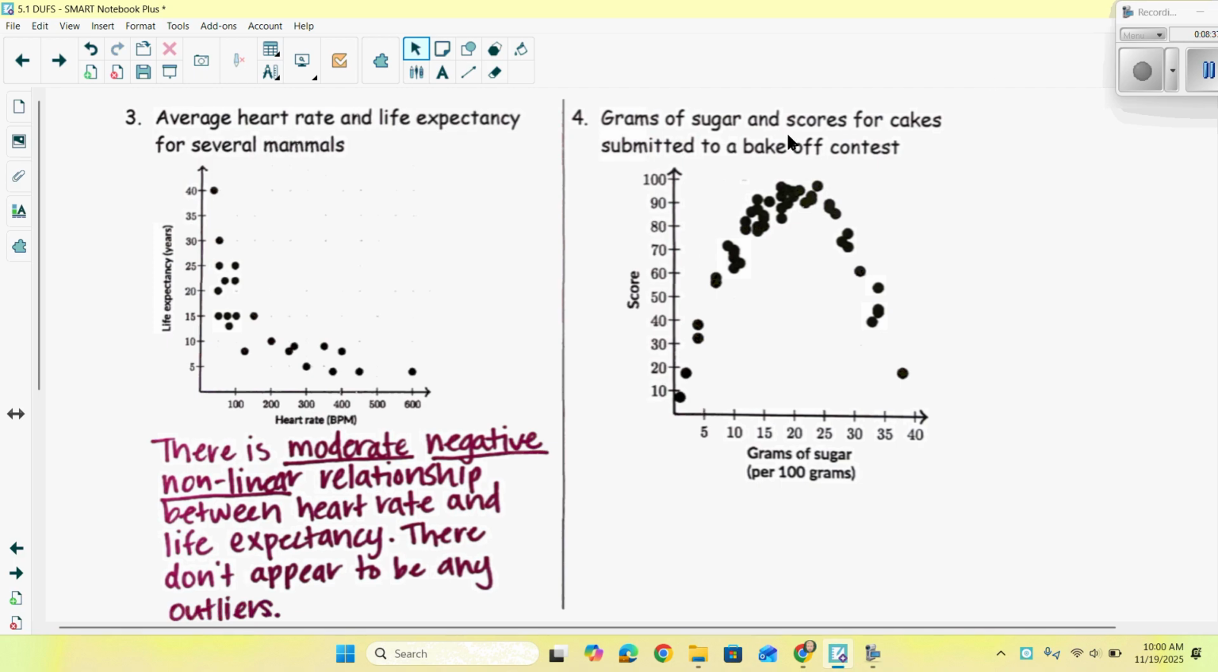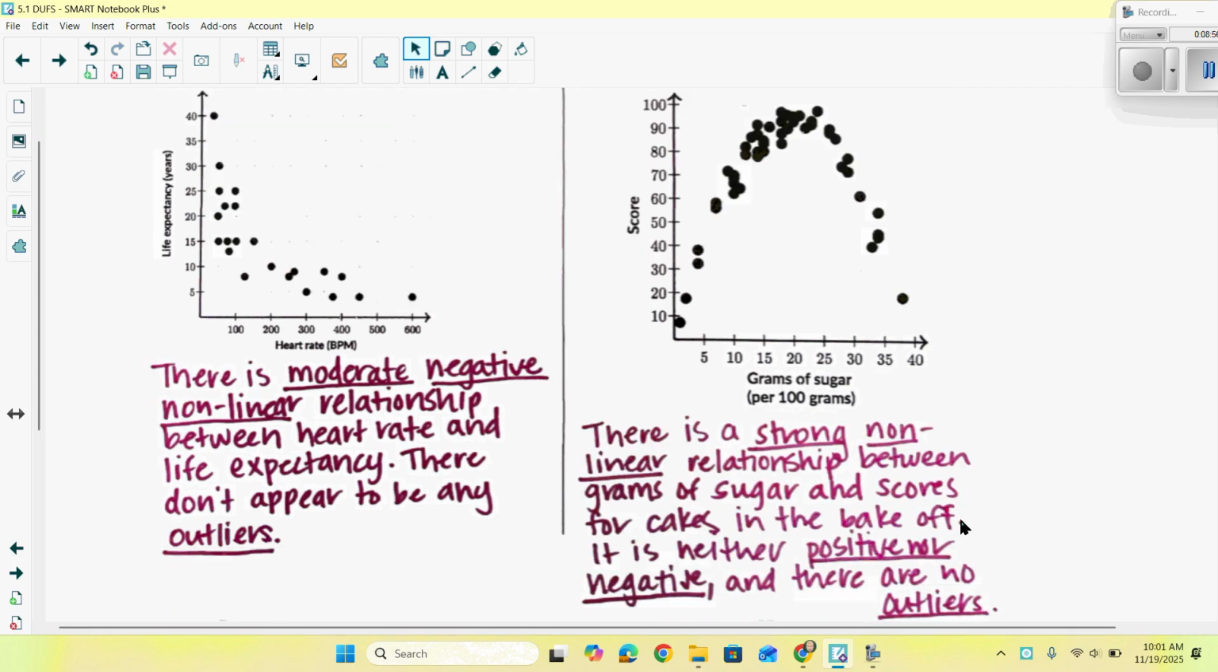And then finally, grams of sugar and the rating that a cake got at a bake-off. We would assume that there's too little sugar and that affects the taste, and so they didn't score well. And if you put too much sugar. So this is definitely not linear, a different kind of shape. So we'd say nonlinear probably. Let's see how we could describe how close it is. There is a strong nonlinear. I don't see any data values that aren't predictable. They're not perfect, but it's pretty strong.